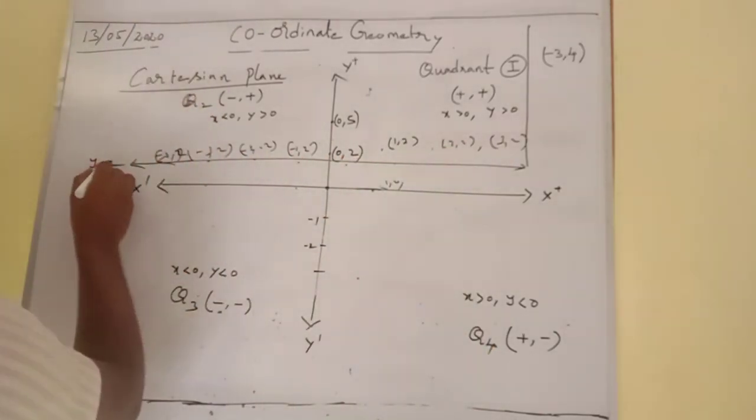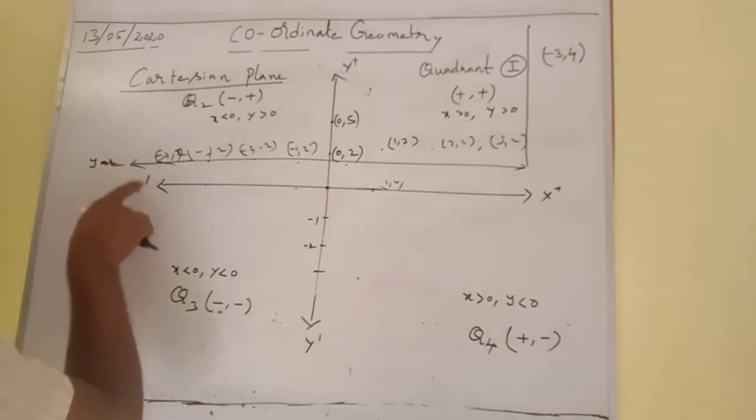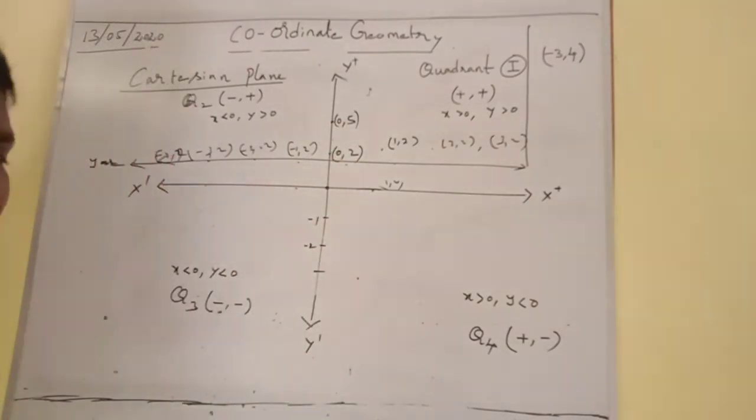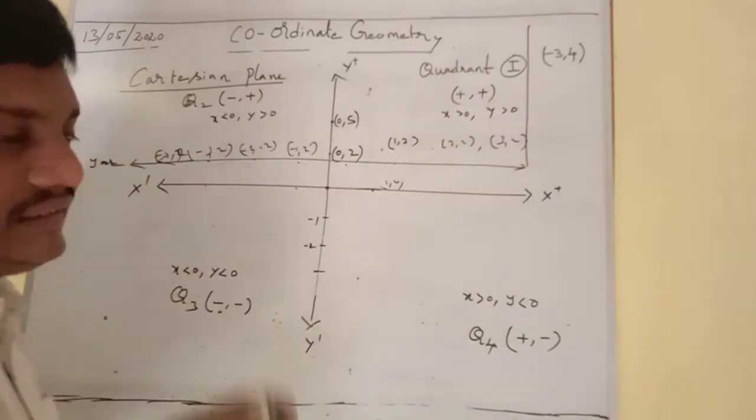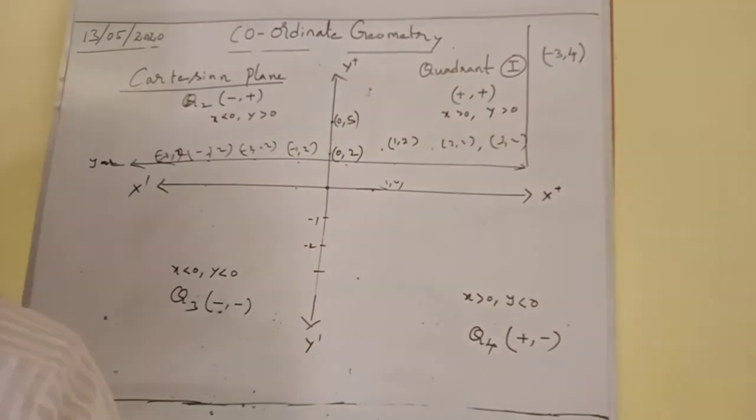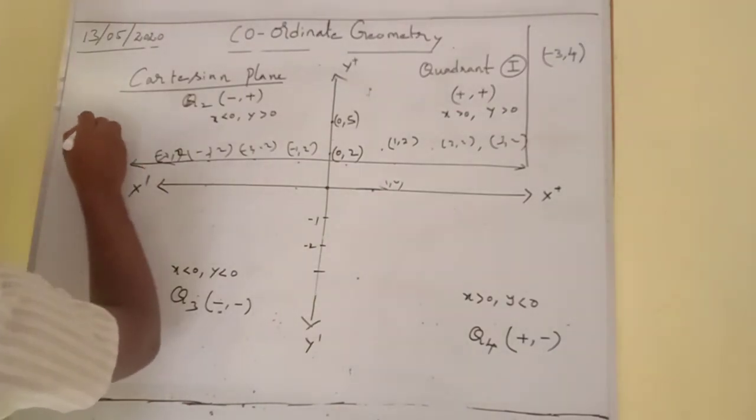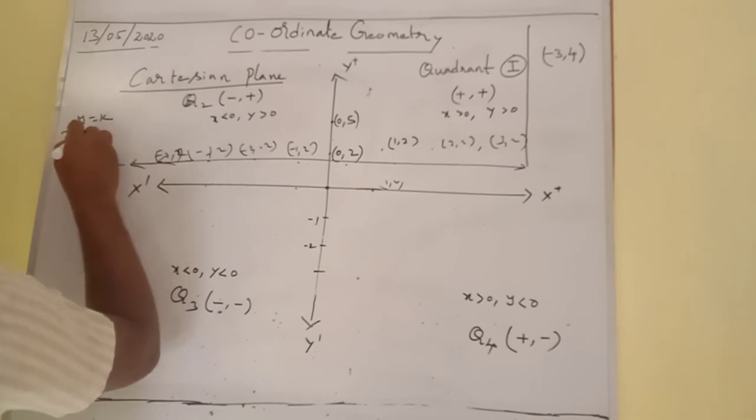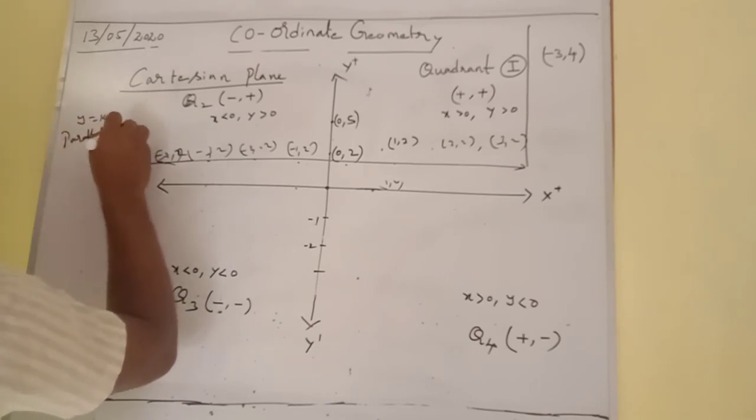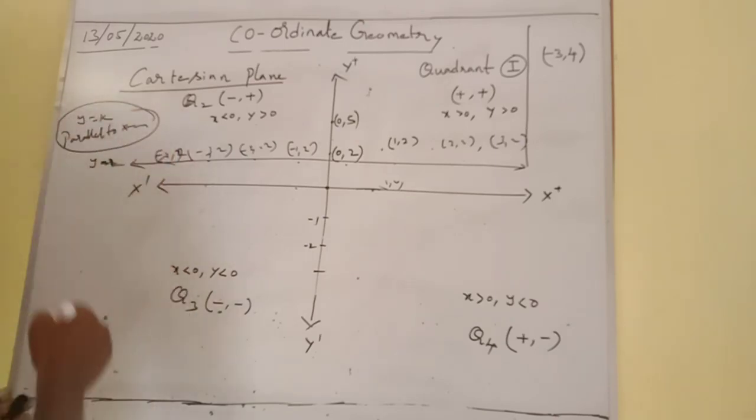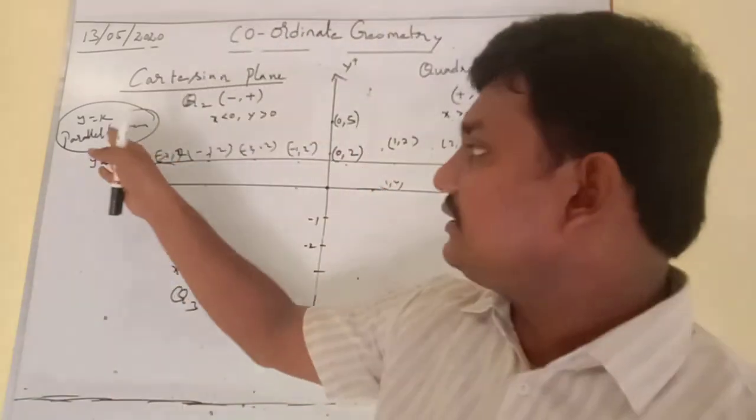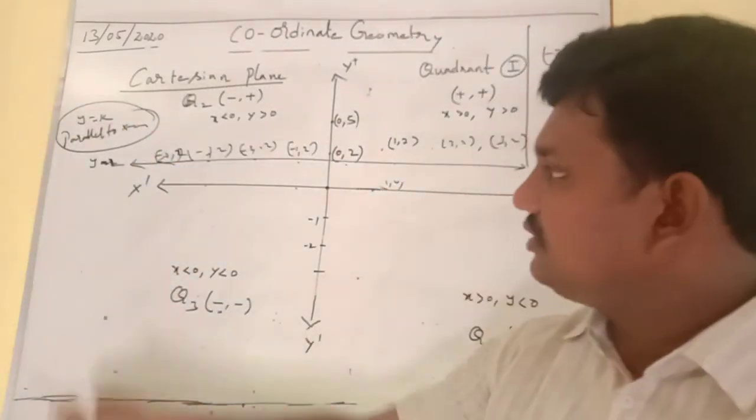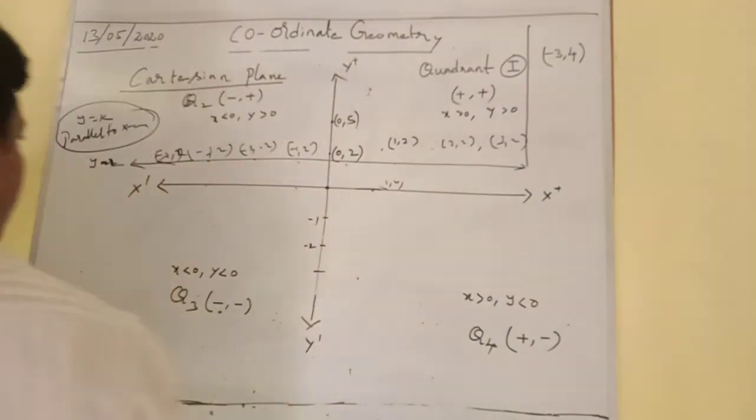The line y = 2 is parallel to the x-axis, and it is 2 units distance from the x-axis. Generally, we can say y = k is parallel to the x-axis. The equation of a line parallel to the x-axis is y = k. So this is very important.